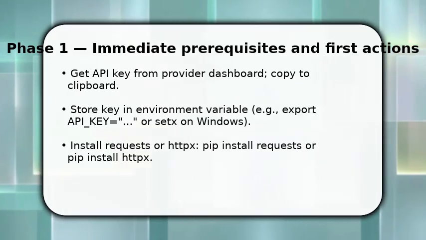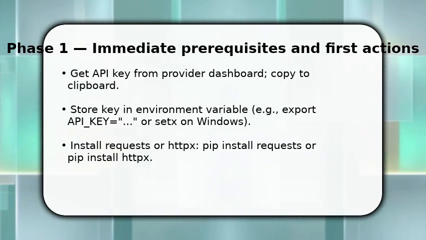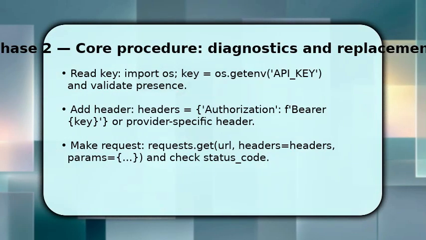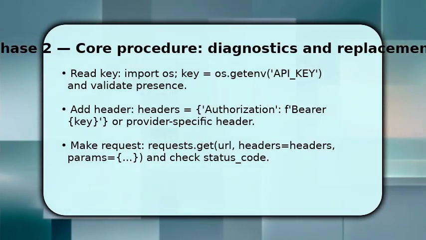Also, create a minimal test script file now so you can run the next steps immediately and confirm the key is accessible. You import os and requests, then read the key with os.getenv. If missing, raise a clear error so you don't send empty auth.